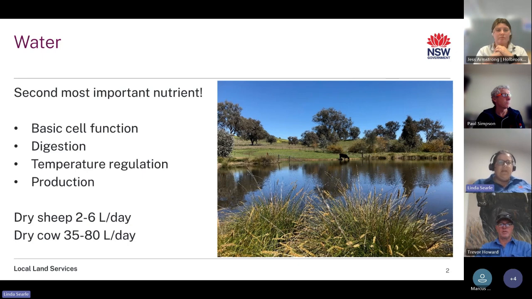Now, obviously, I've picked different numbers here out of that table, but once again, remember that this is all dependent. So we've got here dry sheep is anywhere from 2 to 6 litres, but that obviously depends what they're eating, and the dry cow 35 to 80 litres.